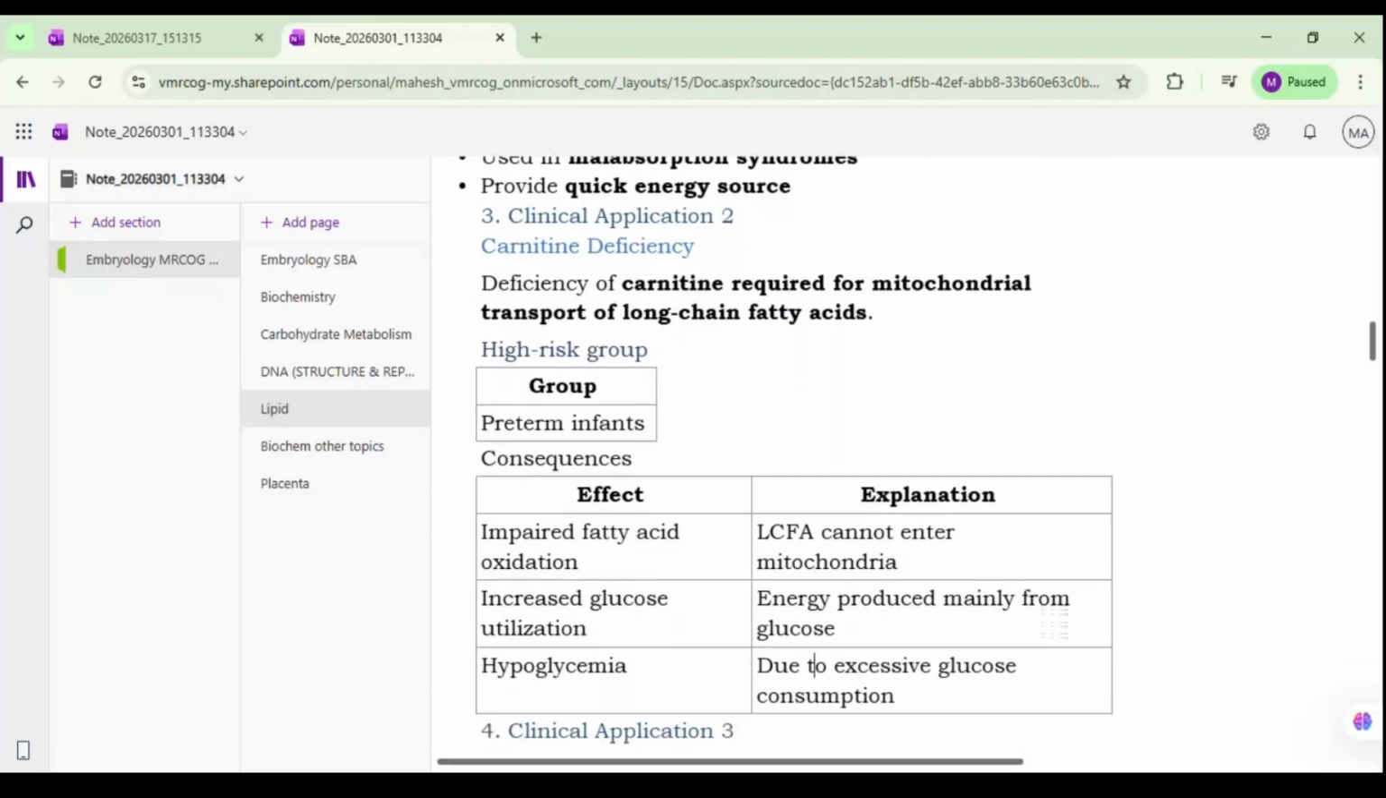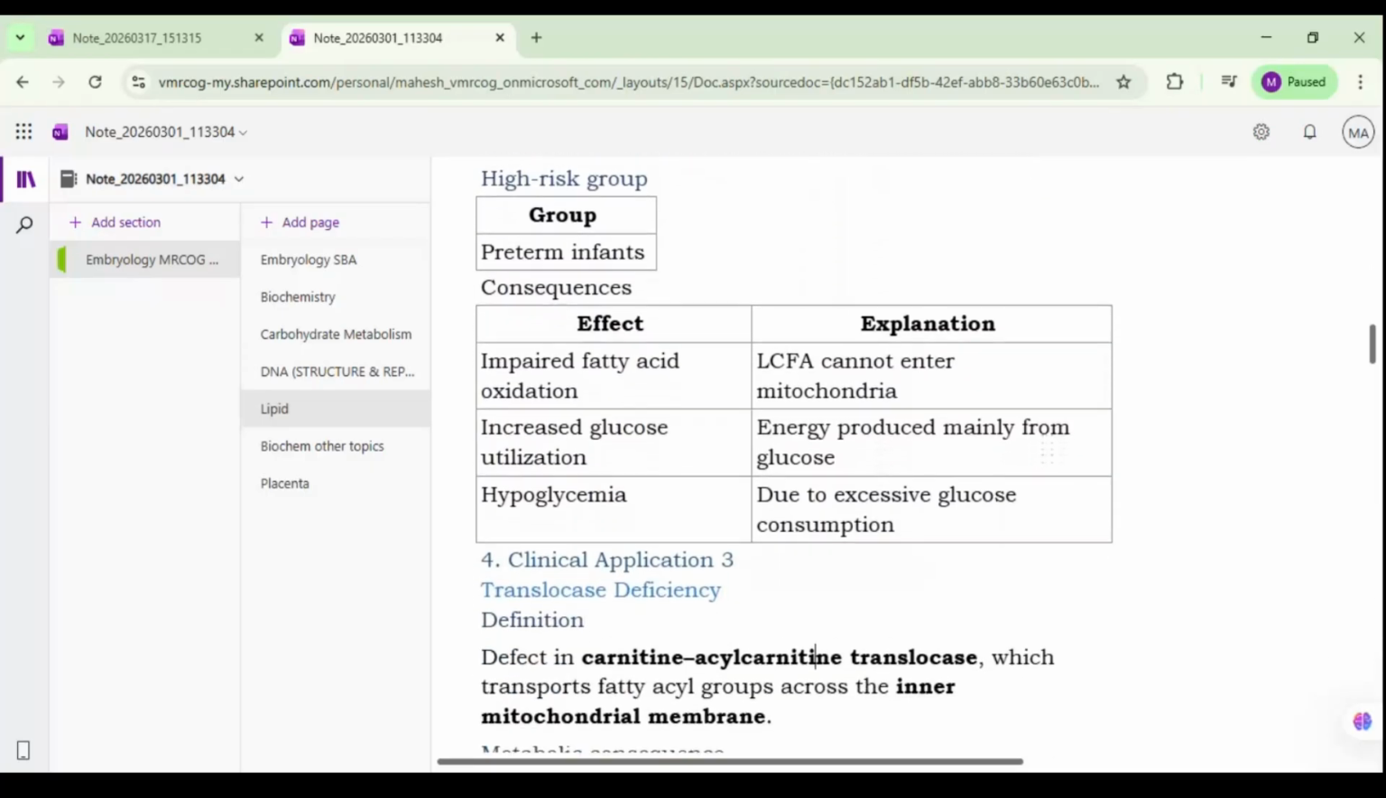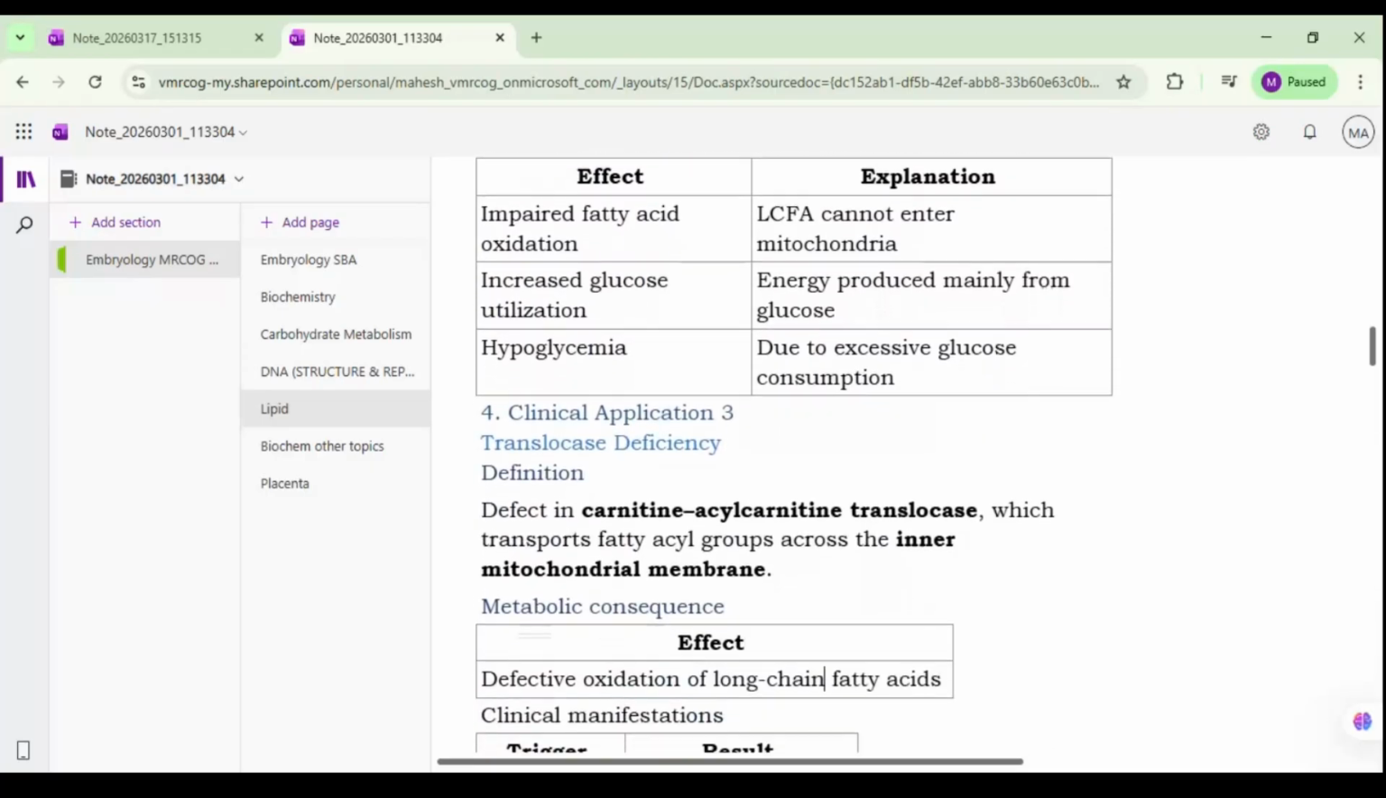Okay, so there is an impairment of the fatty oxidation of long chain fatty acids because they cannot enter the mitochondria. There is an increased glucose utilization, so energy is produced mainly from the glucose, and there is a hypoglycemia due to excessive glucose consumption. So that is also another clinical significance.